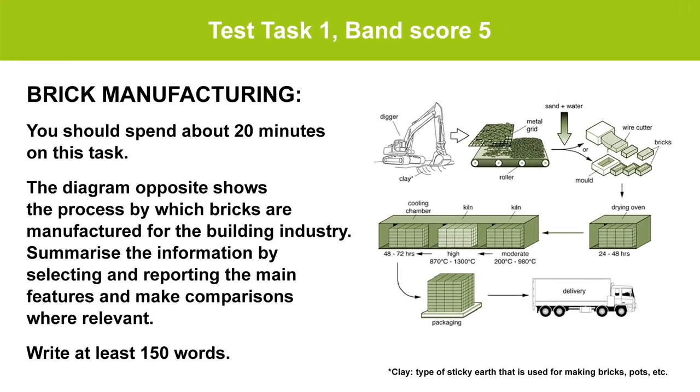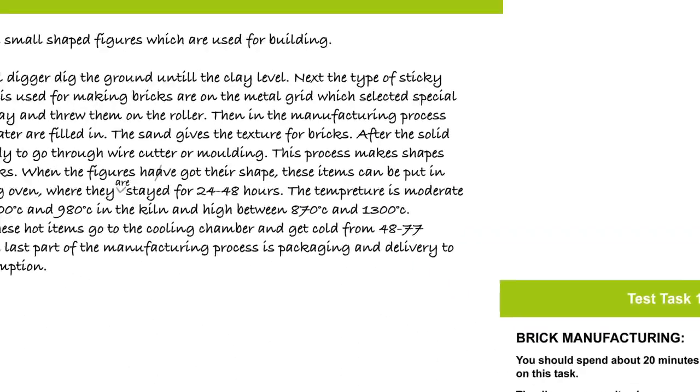Now, let's take a look at the task describing the stages of a process. Brick manufacturing. You should spend about 20 minutes on this task. The diagram shows the process by which bricks are manufactured for the building industry. Summarize the information by selecting and reporting the main features and make comparisons where relevant. Write at least 150 words.